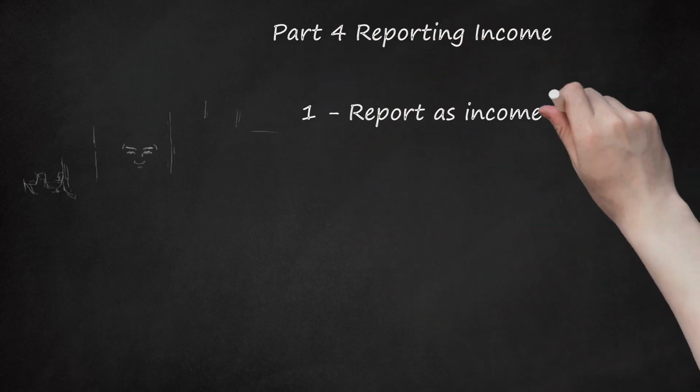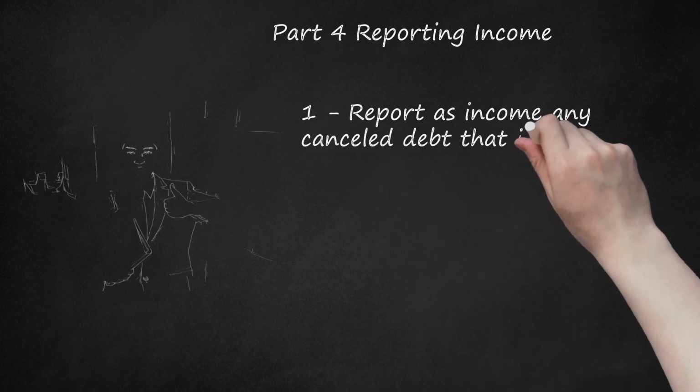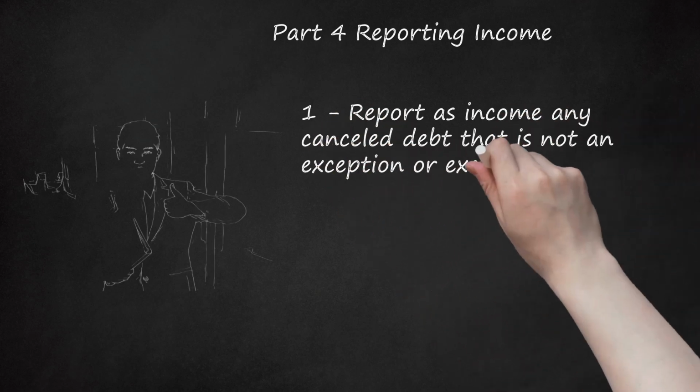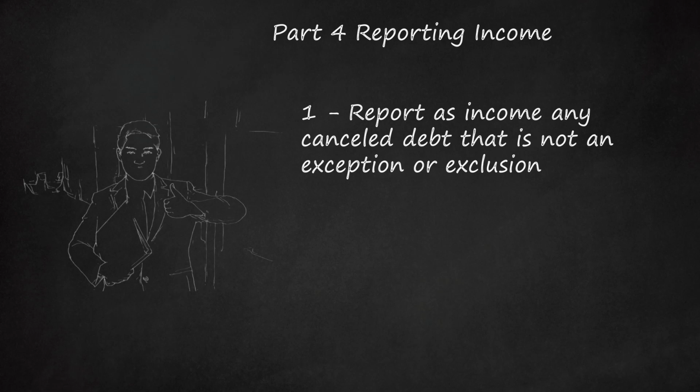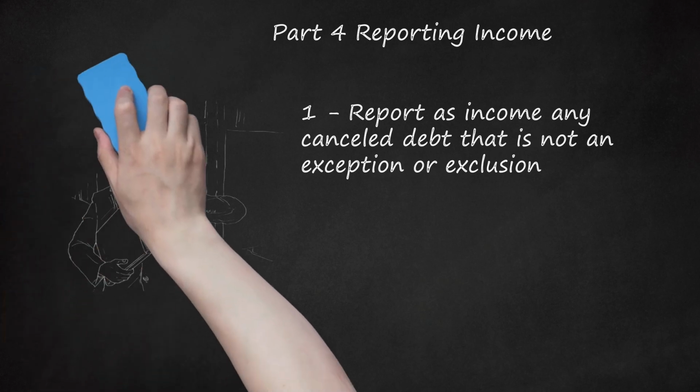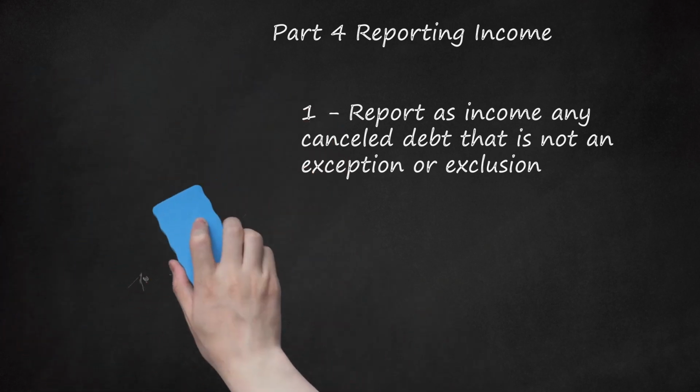Part 4. Reporting income. 1. Report as income any canceled debt that is not an exception or exclusion. After you have considered all of the previous categories of exceptions or exclusions, any canceled debt that still remains must be reported as income.